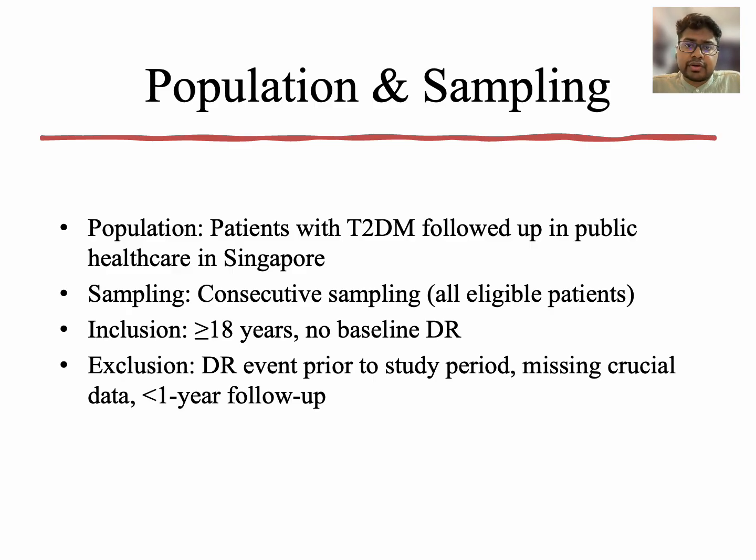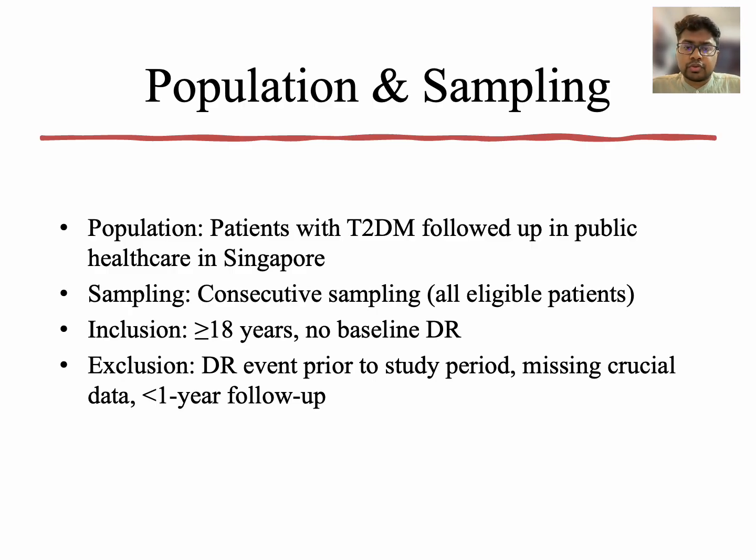And exclusion criteria includes anyone with DR before the study period. That means, for example, they are diabetic patients who may not have diabetic retinopathy now, but in their records they have been diagnosed years ago and were treated for it. So these patients will fit the exclusion criteria. And those with less than 1 year of follow-up are also excluded, and those missing crucial data such as HbA1c values are also excluded.